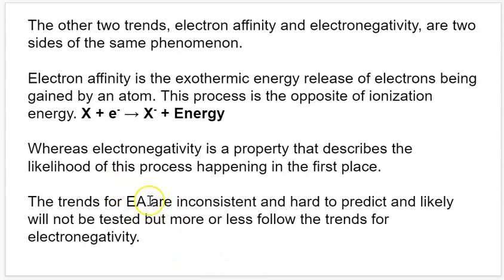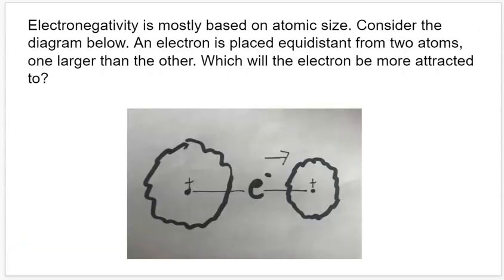Though the trends for electron affinity are pretty inconsistent and hard to predict, so we're going to likely tie them to the trends for electronegativity, since they're kind of two aspects of the same thing. So electronegativity is mostly based on size.